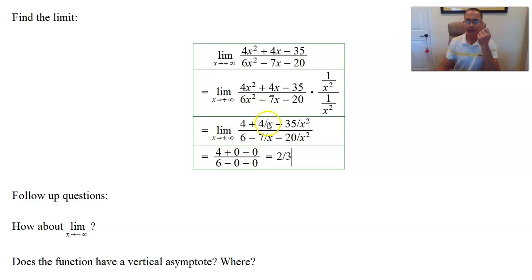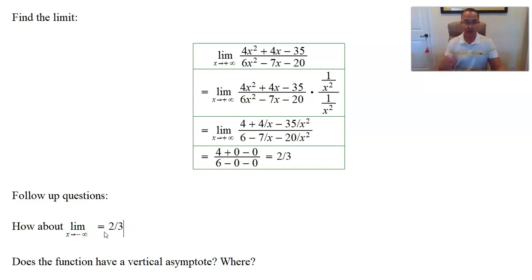But we were looking at 1 over x and 1 over x squared. So if this were minus infinity, it wouldn't matter, because 1 over x and 1 over x squared still go to 0 as x goes to negative infinity. They get smaller and smaller. So the limit is going to be 2/3 as well. So we can now answer the question: the limit should be 2/3 as well.